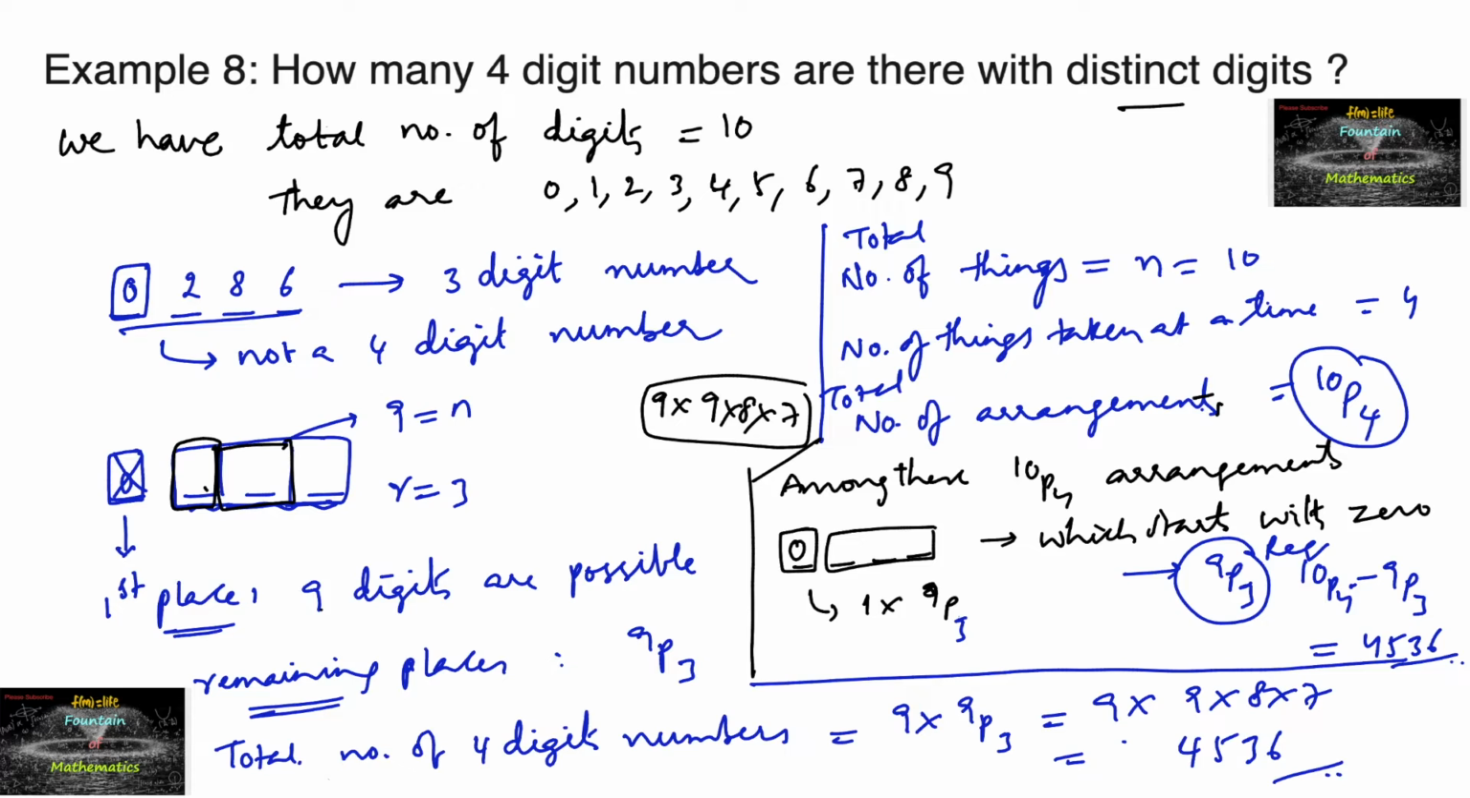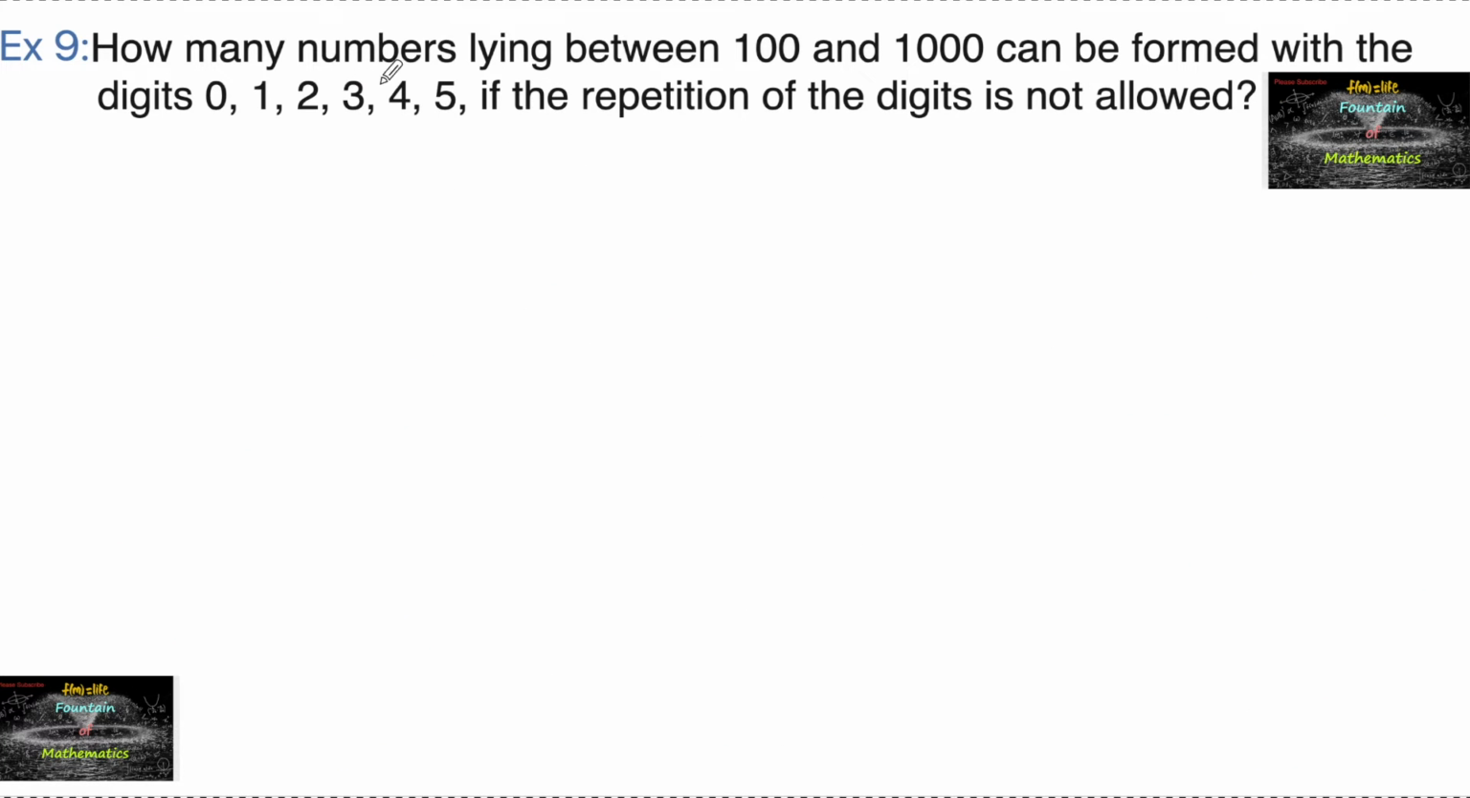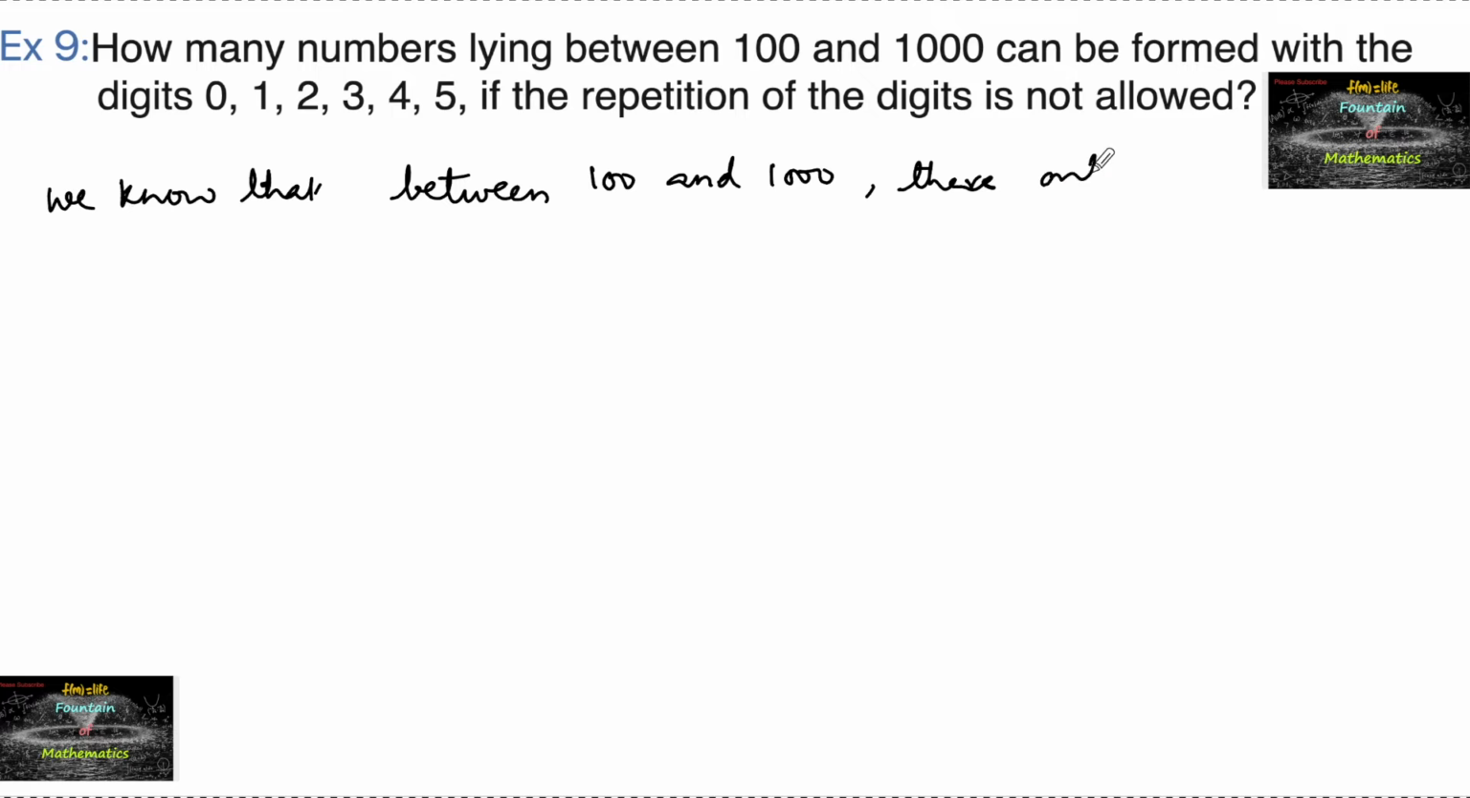Let us see another example. How many numbers lying between 100 and 1000 can be formed with the digits 0, 1, 2, 3, 4 and 5 if the repetition of the digits is not allowed? So we know that between 100 and 1000 there are only 3-digit numbers.